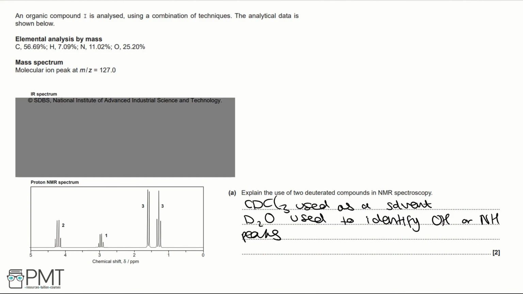To get the 2 marks for this question, you get a mark for talking about chloroform-D being used as a solvent, and then you get a mark for D2O being used to identify OH or NH peaks.